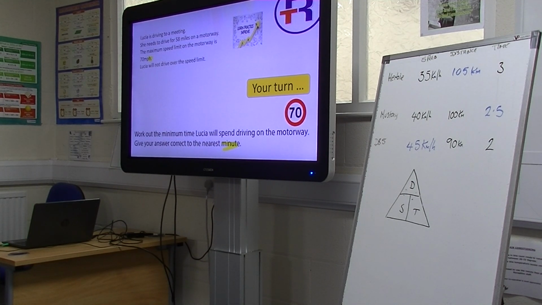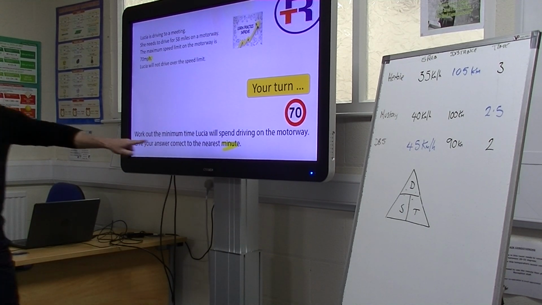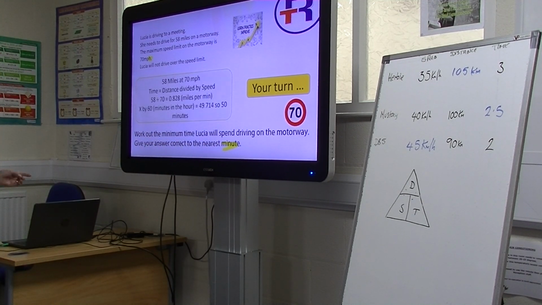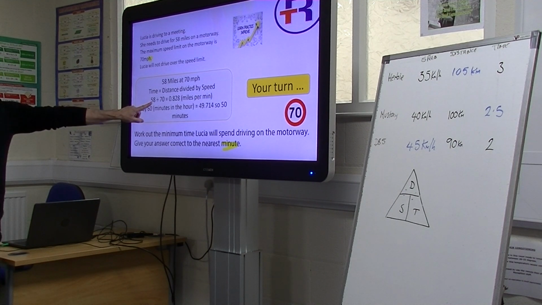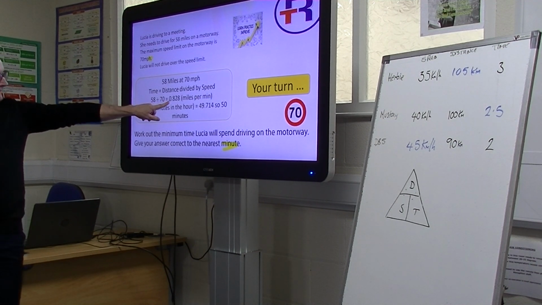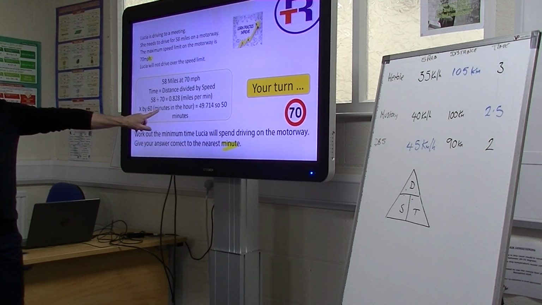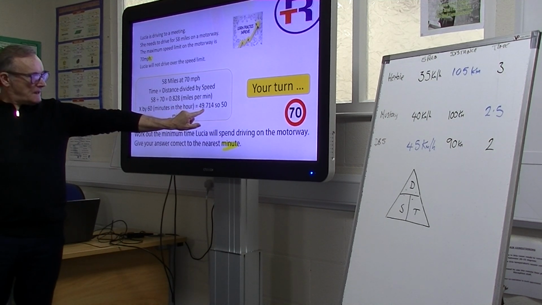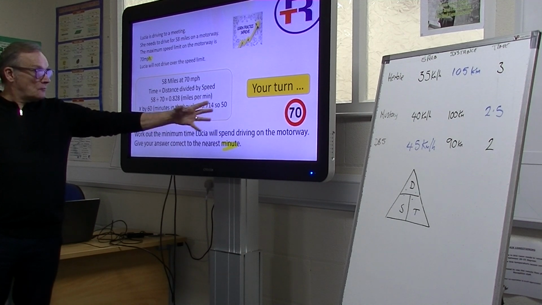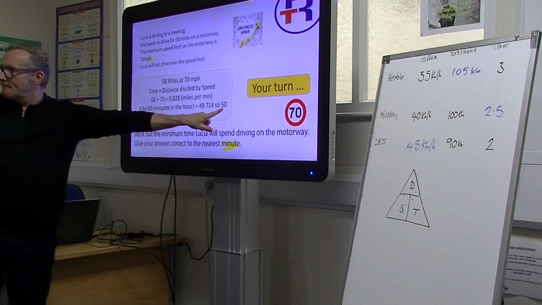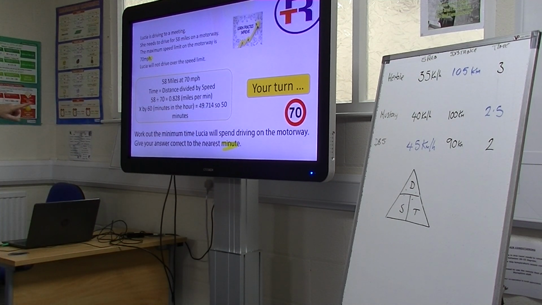What would you need to do with that number, do you think? Times it by 60 to get it into minutes. 58 divided by 70 gives you 0.828. Times that by 60 because there are 60 minutes in the hour gives us 49.714. Round it to the nearest minute: 50 minutes.